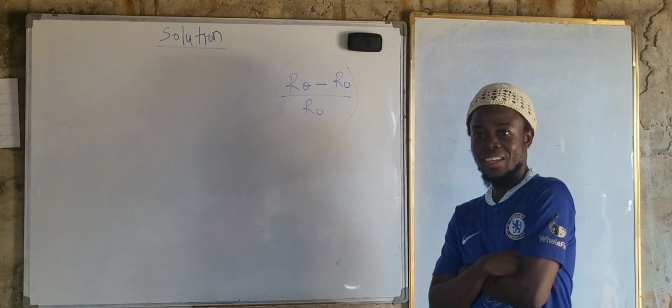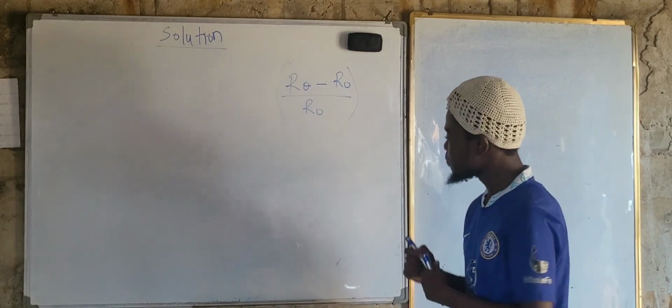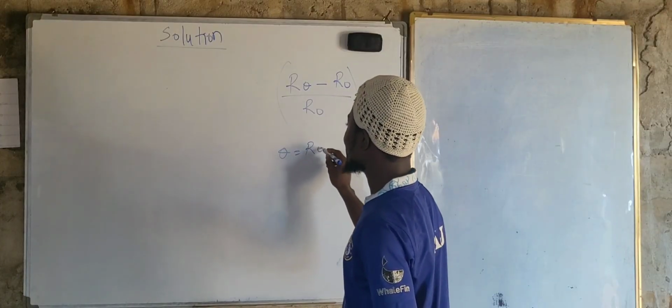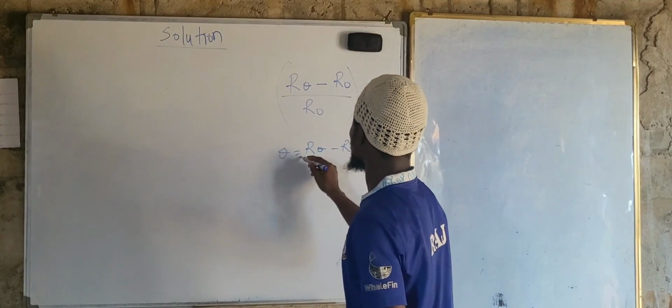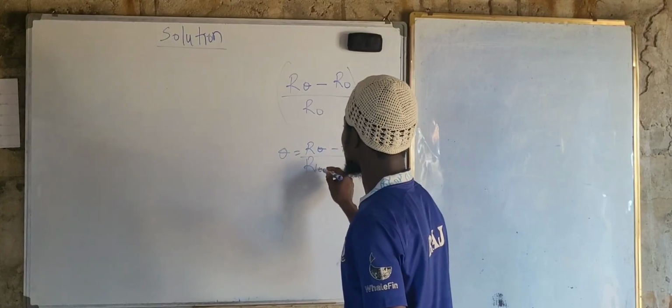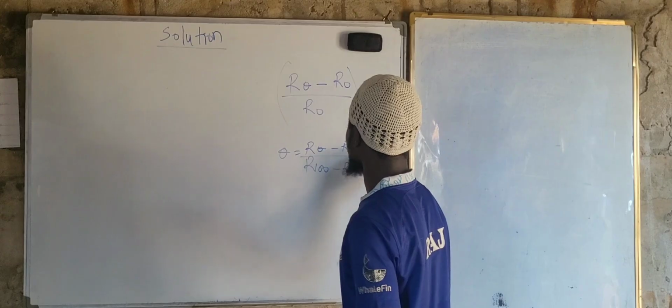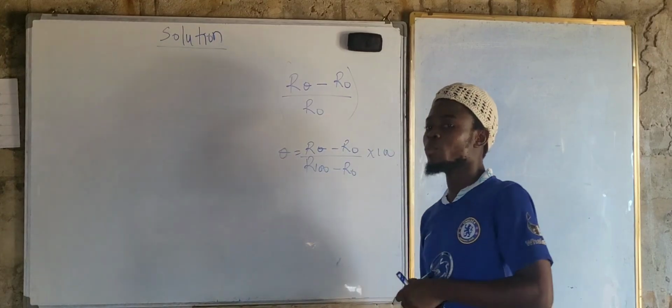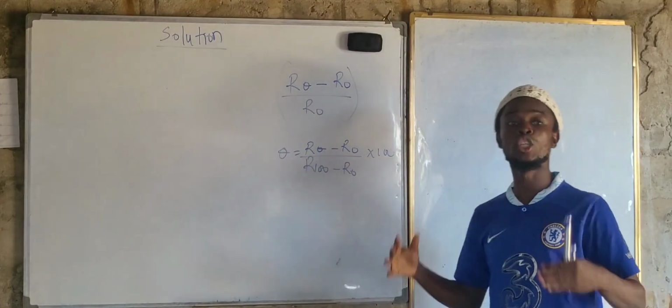Mind you, on a temperature, we look at alpha as equal to R theta minus R0 all over R100 minus R0, right? Multiplied by 100. But we're not talking about the percentage here. We're talking about fractional change.